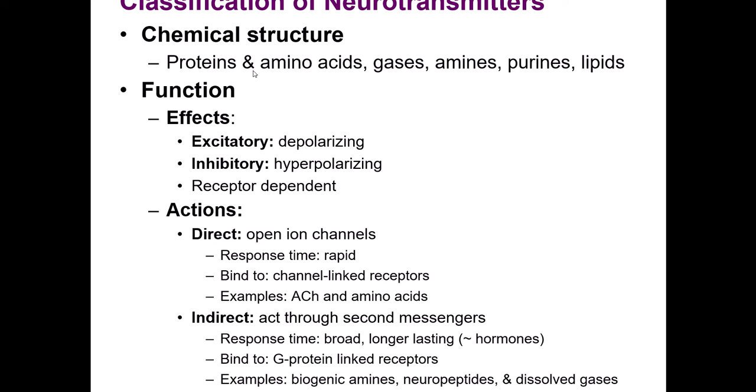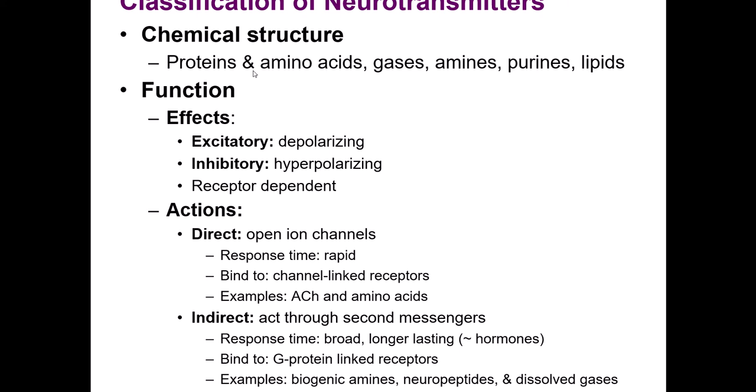In terms of their function, we typically look at their effect or their action. So when we look at effects, are they always depolarizing? Are they always hyperpolarizing? Are they receptor dependent? Excitatory neurotransmitters always cause depolarization, making an action potential more likely to happen. Inhibitory neurotransmitters are hyperpolarizing, making an action potential less likely to happen. Some neurotransmitters are one or the other exclusively, but many neurotransmitters are dependent not on the neuron that releases them, but on the receptor that they bind to on the postsynaptic cell.